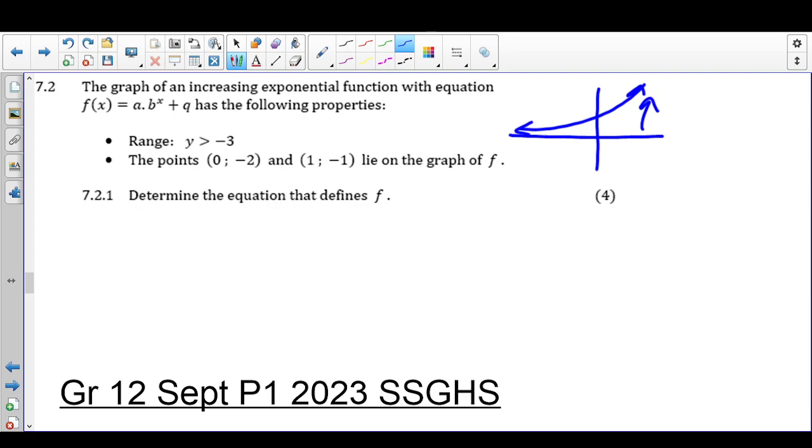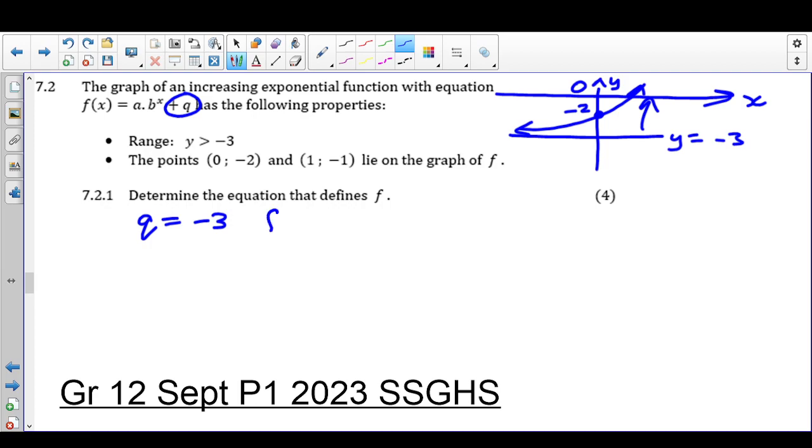Okay, so what does that mean to say? That means to say that my q value has to be negative 3. This was your horizontal asymptote. So your q value is negative 3. The point 0 and negative 2, which is your y-intercept there. So that is actually your x-axis here. This is your horizontal asymptote of y is minus 3 there. That is your 0 mark in there. That's your y-axis. X-axis. Okay. The point 0 and minus 2 and 1 and minus 1 lies on the graph of f.